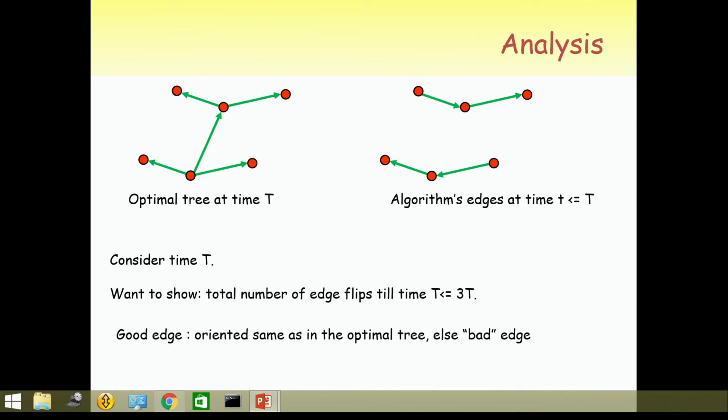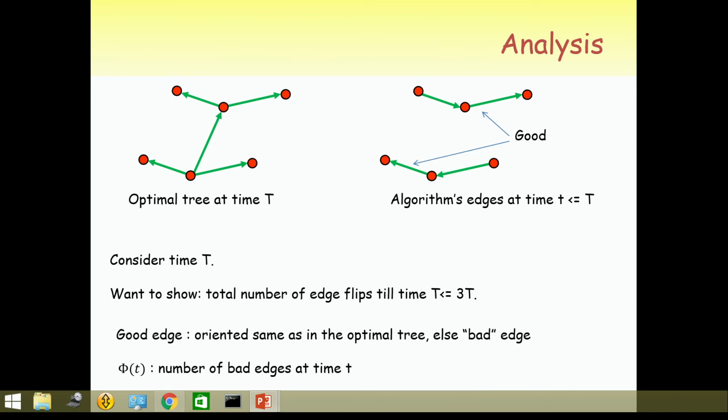So let's have one definition. I'll call an edge in my solution a good edge if its orientation matches the optimal tree orientation. Remember, this tree is not changing with time. It's fixed. So your edge is good if it matches the orientation in that tree, otherwise it is bad. Now these two are good edges and the other two are bad edges.